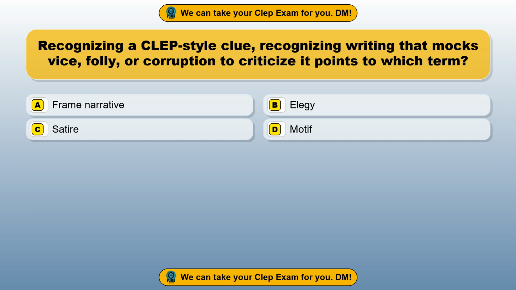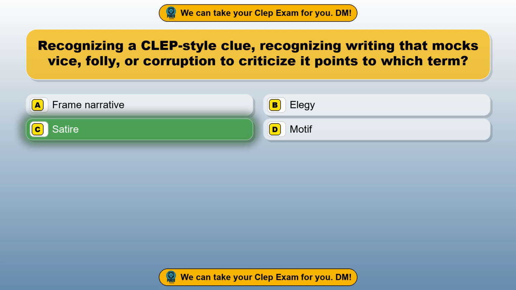Question 50. Recognizing a CLEP-style clue, recognizing writing that mocks vice, folly, or corruption to criticize it points to which term? Option A, frame narrative. Option B, elegy. Option C, satire. Option D, motif. The correct answer is option C, satire.